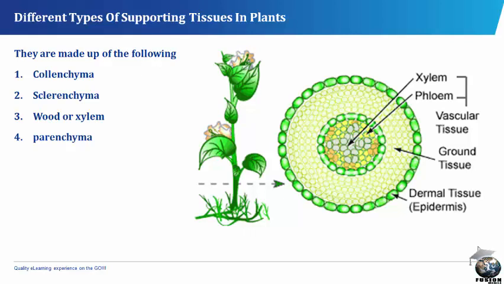3. Wood or xylem. They are made up of dead cells coupled with lignified walls. They contain elements like 1. Tracheids. 2. Vessels or tracheae. 3. Wood fibers. And 4. Wood parenchyma. Lastly, the parenchyma. The cells of a parenchyma are large, thin-walled, and contain air spaces. They are called packing or ground tissues.